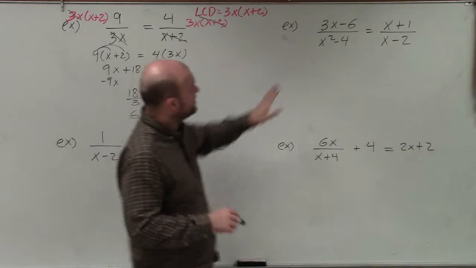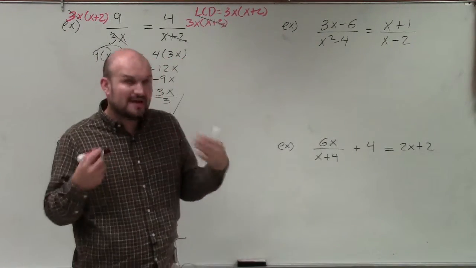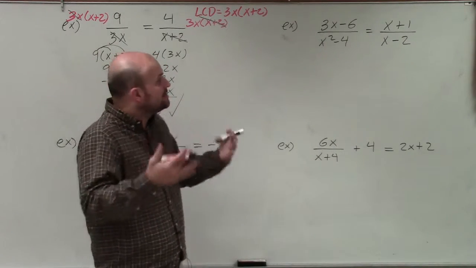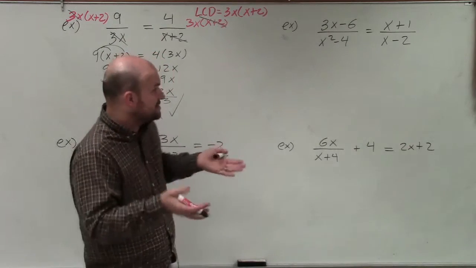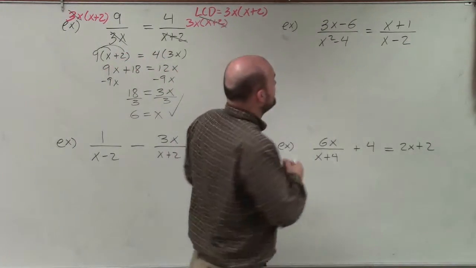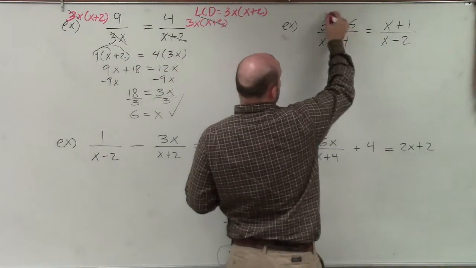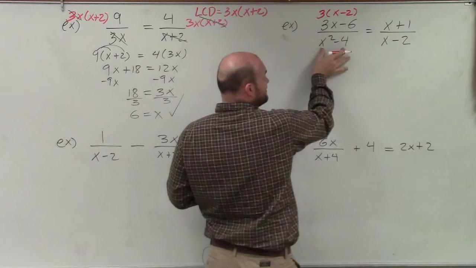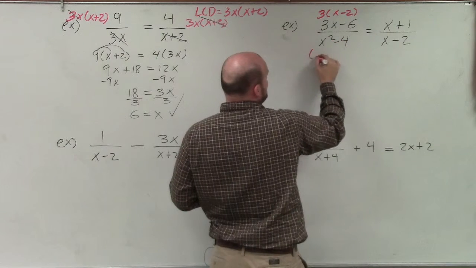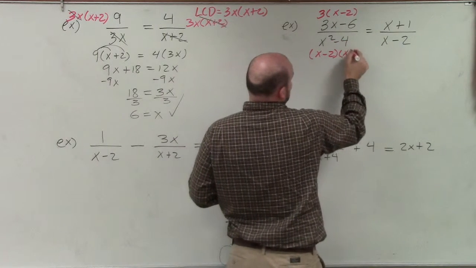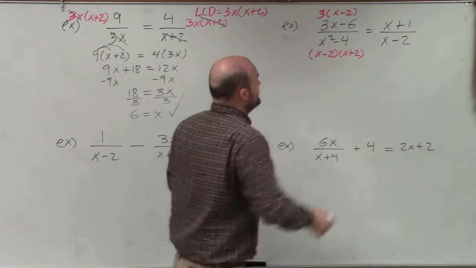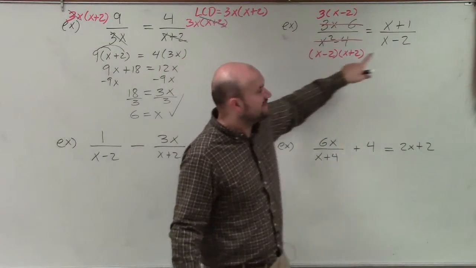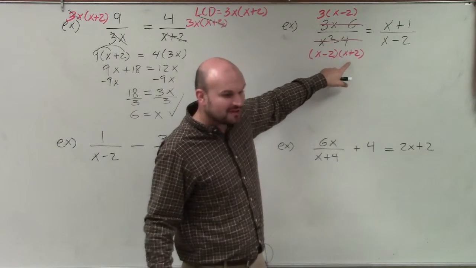OK, so now going into the next example, again, we're going to be thinking of the same thing. But we always don't want to jumpstart what we believe the LCD is until we can simplify our expressions. And you can see here, I can simplify this 3x minus 6. I can factor out a 3. That's going to leave me with an x minus 2. And here, I can factor this into a difference of two squares, x minus 2 times x plus 2. So in reality, by looking into my denominators, my denominators both have an x minus 2, but then they have an x plus 2 as well.